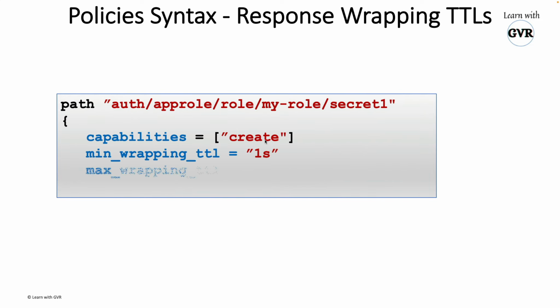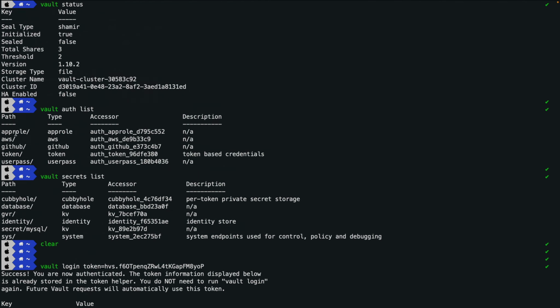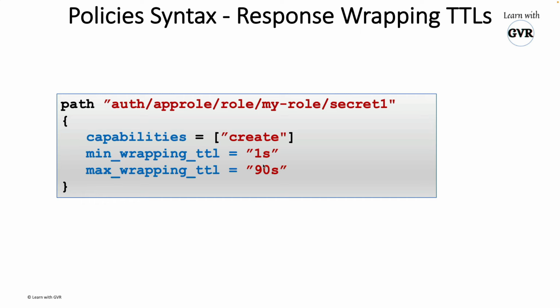Now, next is response wrapping TTLs. TTL is nothing but time to live, right? Whenever you define a policy along with the capabilities, you can specify for this particular path a minimum wrapping TTL and maximum wrapping TTL. So 1 second, 90 seconds. This will be used whenever a Jenkins server is trying to access some key value, right? In the previous session I gave a demo. In the Jenkins server, this AppRole is trying to access this particular secret. I define a policy that only 90 seconds, something like that, you can wrap with the time to live. That's what the policy syntax is.